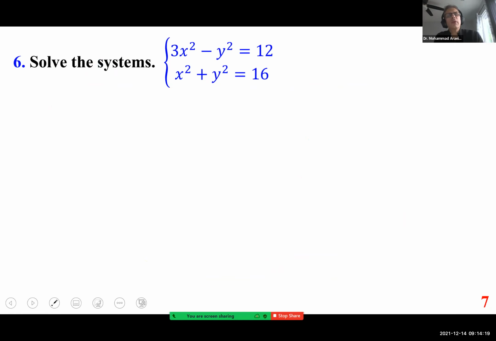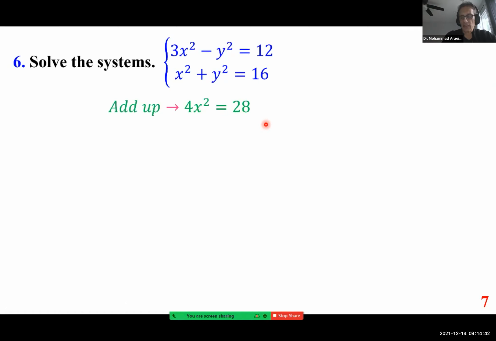All right, now what about a nonlinear system? Again, we go with the methodologies that we have seen before, something that works out. We notice that if we don't do anything, we just add them up the way they are, these two cancel each other. If 4x squared is 28, then x squared must be 7, and x is plus minus square root of 7. We are dividing by 4.